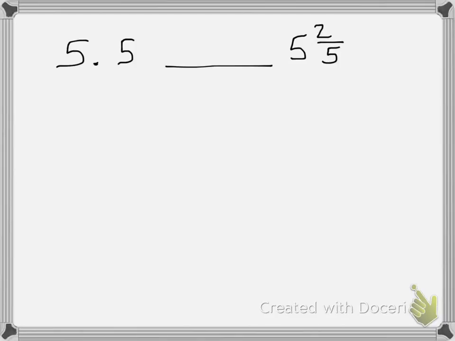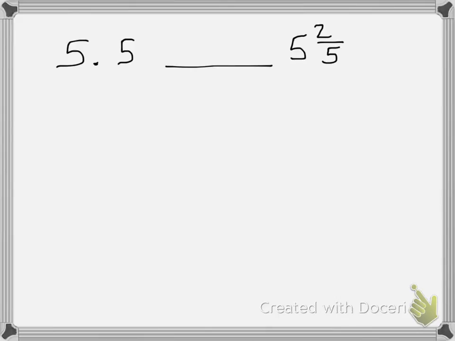We also talked a bit about comparing numbers. In this example, I'm trying to determine which number is larger, either 5 and 5/10 or 5 and 2/5. The first as a decimal and the second as a mixed number fraction. And what's going to go here in the blank is either a greater than, a less than, or an equal symbol. So let's get started.